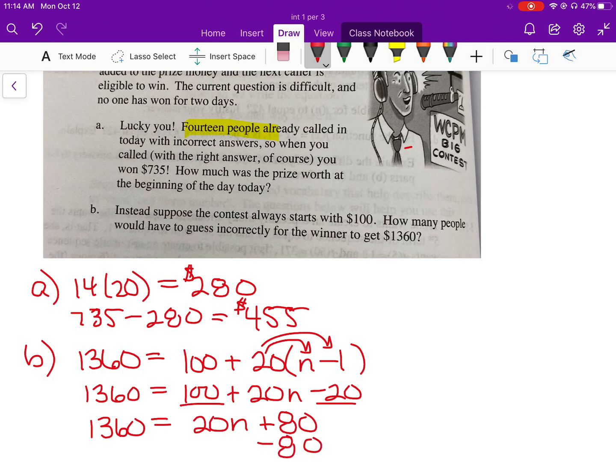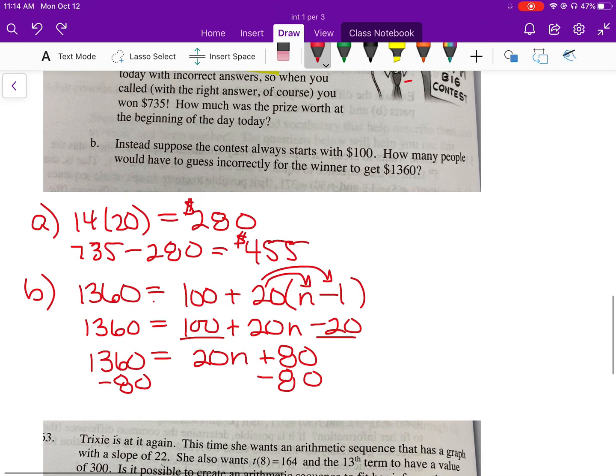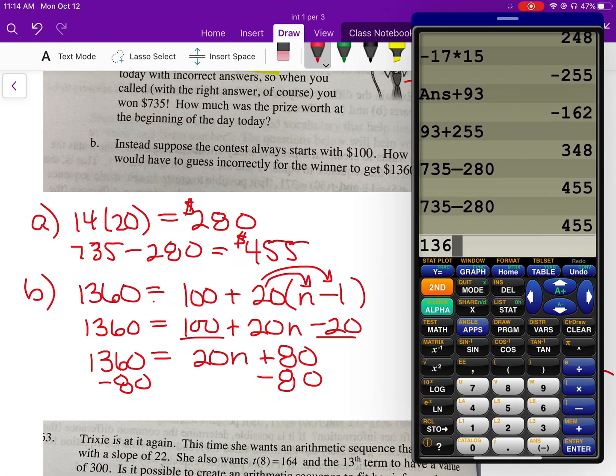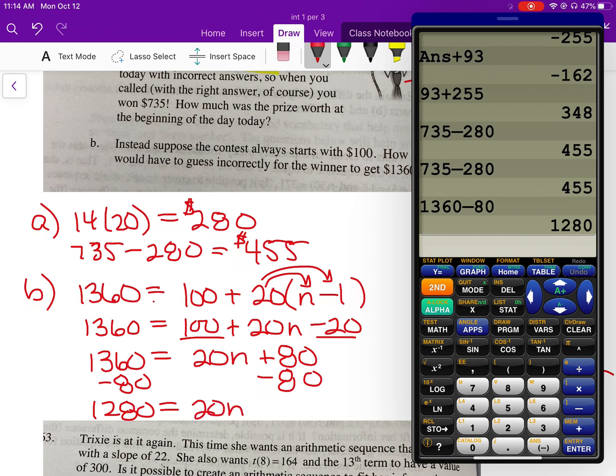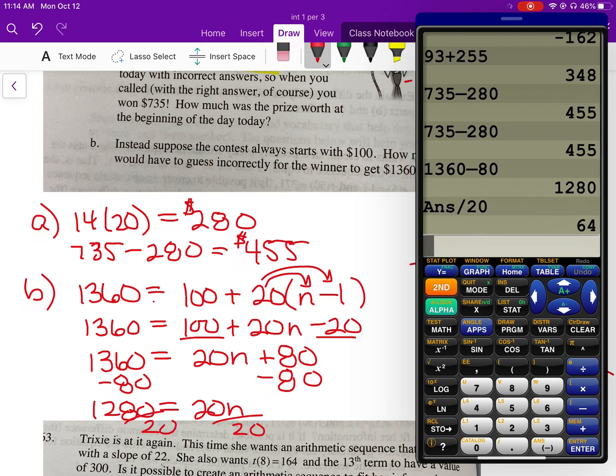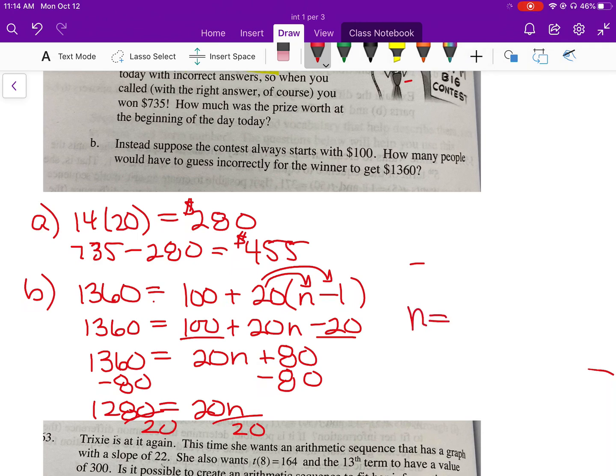Minus 80 on both sides. 1,360 minus 80 gives me 1,280 equals 20n. Now what? Divide by 20. And I get what? n is equal to 64 people.